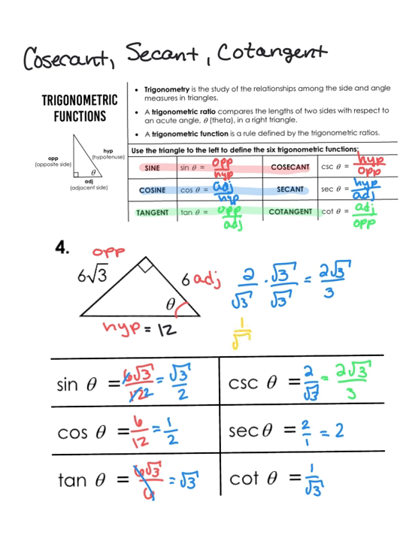1 over the square root of 3 times the square root of 3 over the square root of 3. So I get the square root of 3 over 3. So this is equal to the square root of 3 over 3. Okay, so that's just a quick example of the sine, cosine, and tangent and how it relates to the cosecant, secant, and cotangent. They're just reciprocals. If you find one, you can find the other.